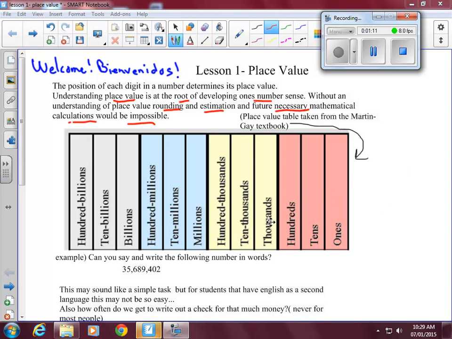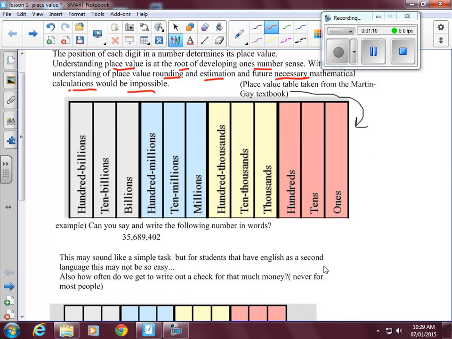It may seem at first that I'm doing something elementary by giving you this place value chart, but as we're going to see in a moment, if I give you a large number and tell you to say it and write it as if you're writing out a check, that is difficult for some students, especially students that have English as a second language. And whoever writes out a check for $35 million, I don't.